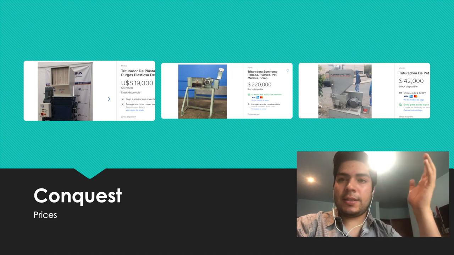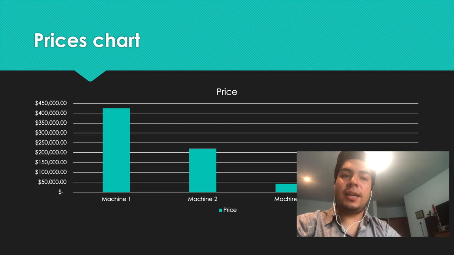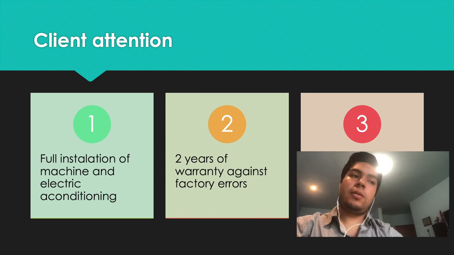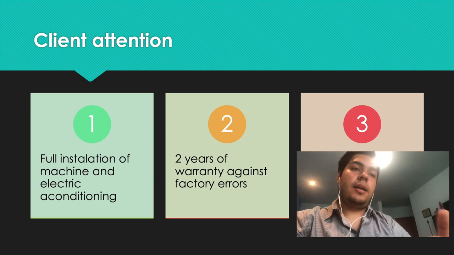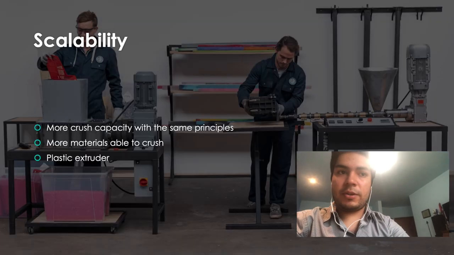Here we have four pet crushers. Here you can see the prices, that they are much more expensive than ours. Here in the chart we can see machine 1, machine 2, machine 3, and ours, and of course sales personnel. Our client attention will include the full installation of the machine by one of our workers, 2 years of warranty against factory errors, and of course the personal attention.